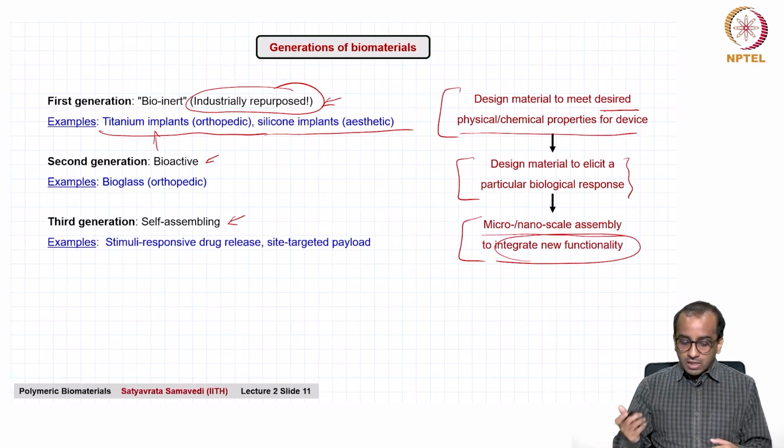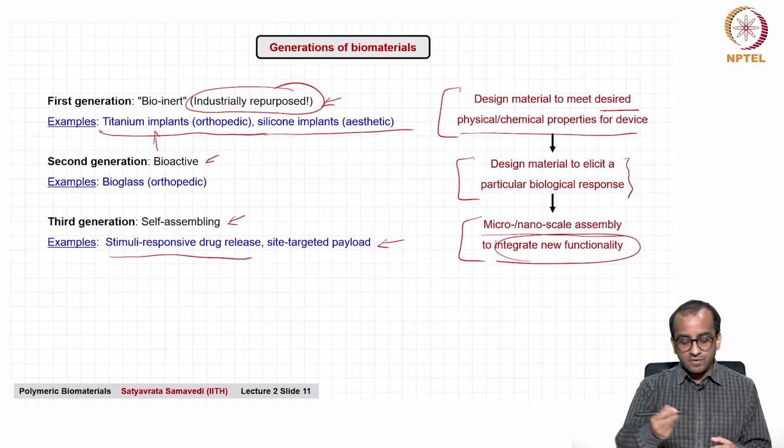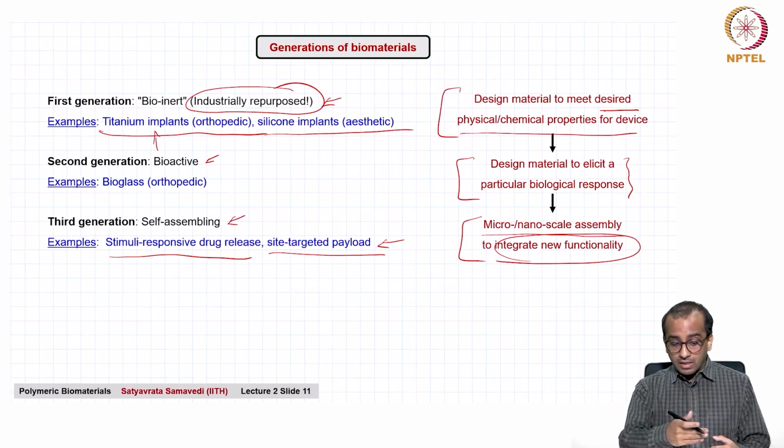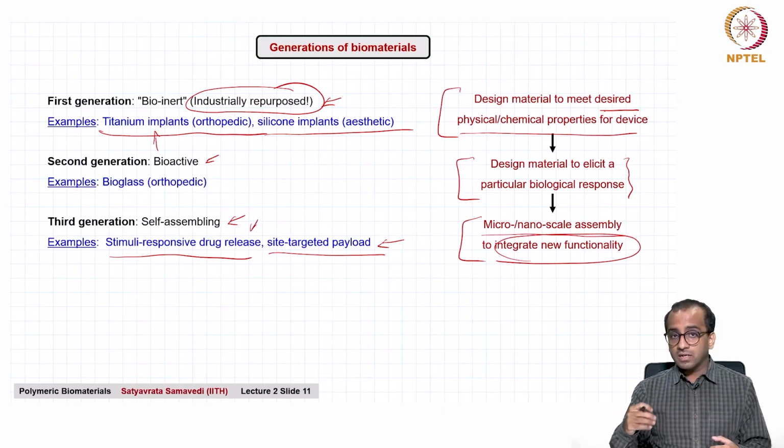properties. So, these could be used, for example, in stimuli responsive drug release or site targeted payload release, where in stimuli responsive drug release, the drug is not going to release continuously, but will release only when there is a particular stimulus from the microenvironment. Or site targeted payload, where the carrier releases the drug only at specific sites. So, these are newer forms of functionality that were not possible with the earlier materials.